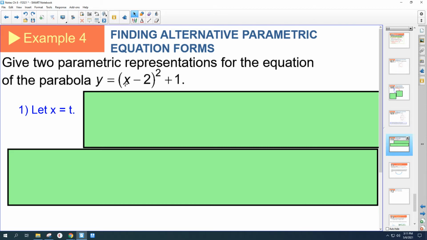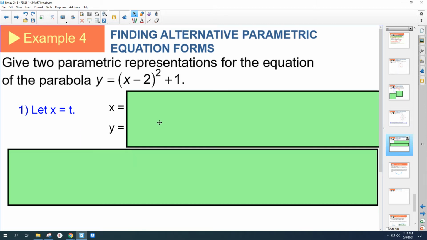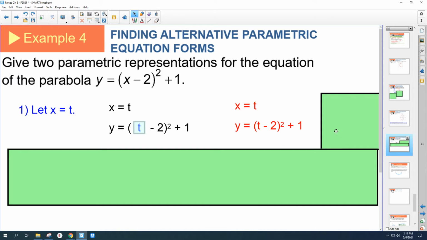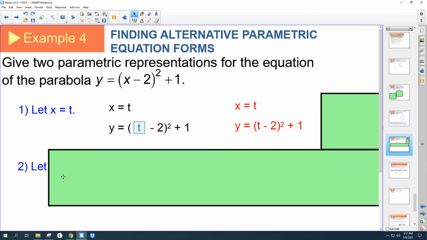So imagine if x equaled t. If x equaled t, then we could just put t into that equation, y equals t minus 2 squared plus 1. And our result, that's it. That's all we've got. That's our parametric representation. We've got an x equation, and we've got a y equation, or an x function and a y function. So we need two parametric representations. That's one. Let's do another one.